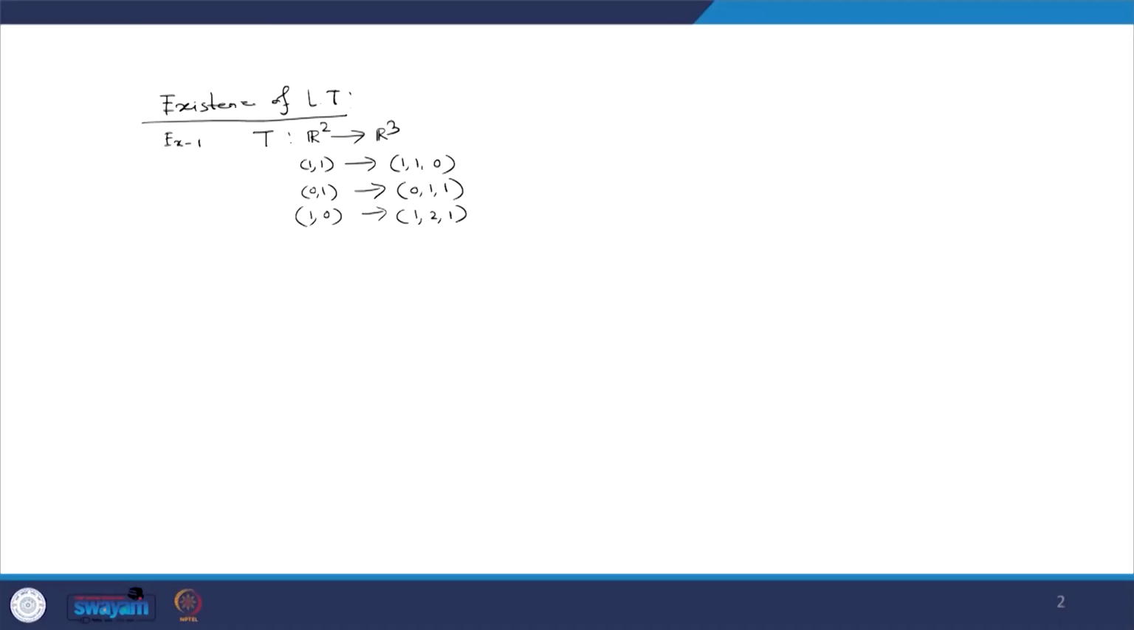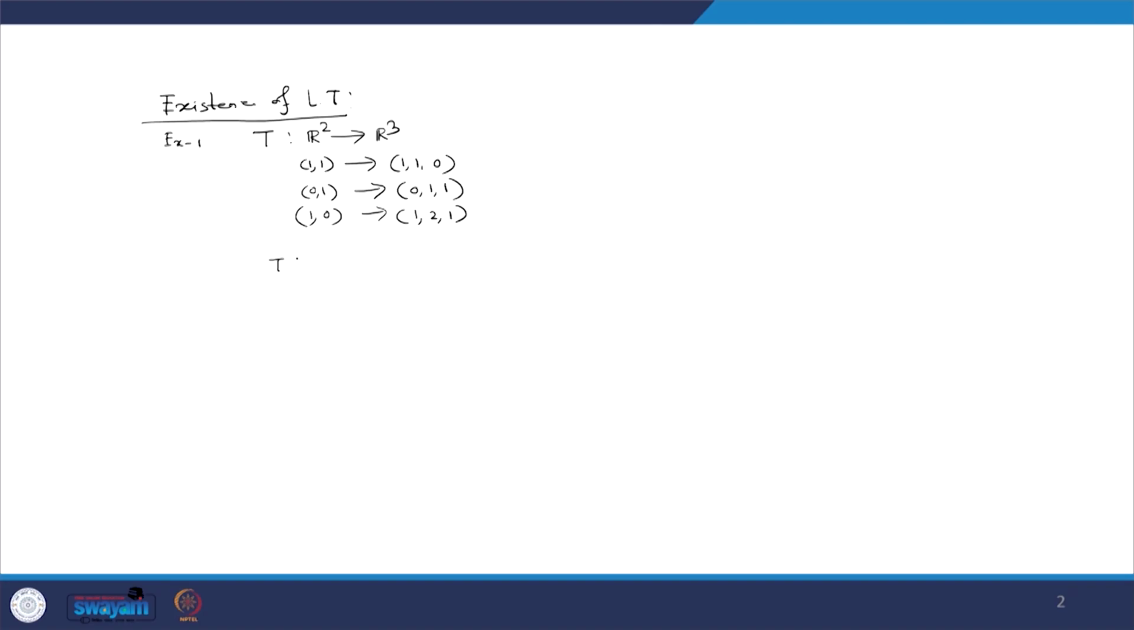Now, let me quickly see: if I consider a function from a vector space to another vector space, is it necessary that it will always be a linear transformation? For example, suppose T is a linear transformation from R2 to R3. So my vector space V equals R2 and W equals R3. R2 means the set of all 2-tuples, you can say the xy plane. R3 means the set of all 3-tuples, that is my Euclidean space.